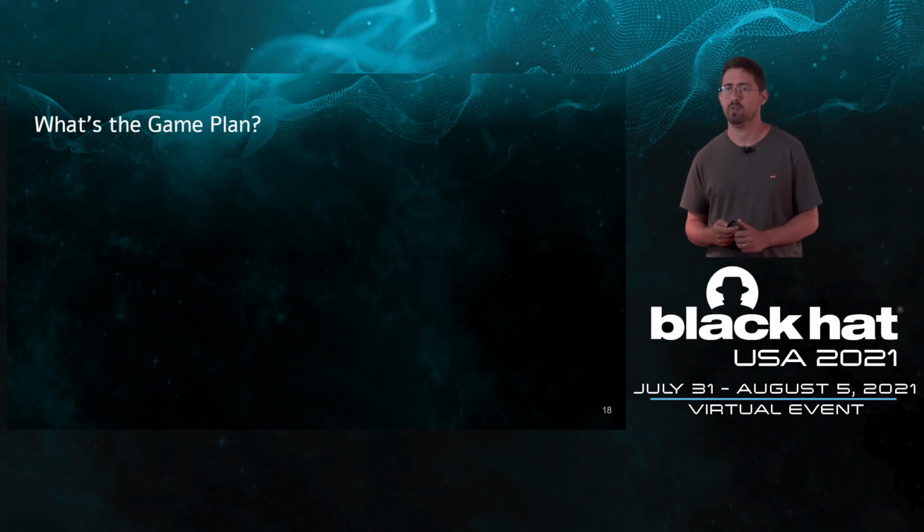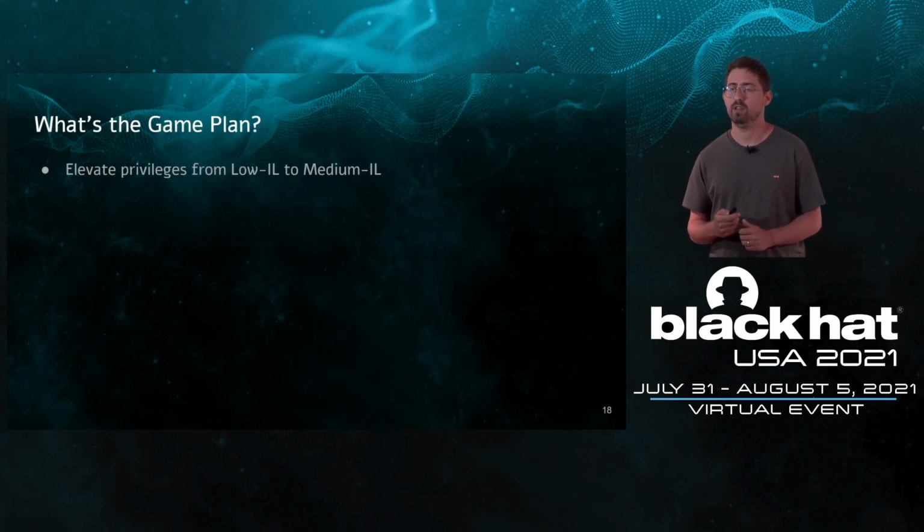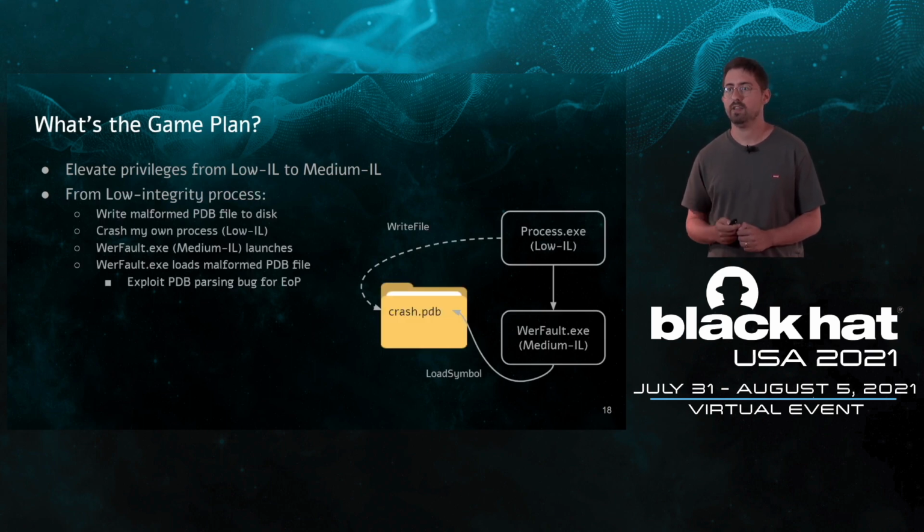This is exactly what I'm going to try to achieve: elevate privileges from low integrity to medium integrity. I'll assume I'm already running code at native level on low integrity on the system that I'm exploiting. So from that low integrity process, I'd write the malformed PDB file I discovered to disk. Then I crash my own process, which will spawn WerFault at medium integrity to handle that crash. And hopefully that instance of WerFault would load the PDB file from disk, and the PDB parsing bug would be triggered in its context. And if I exploit that, I could elevate privileges.